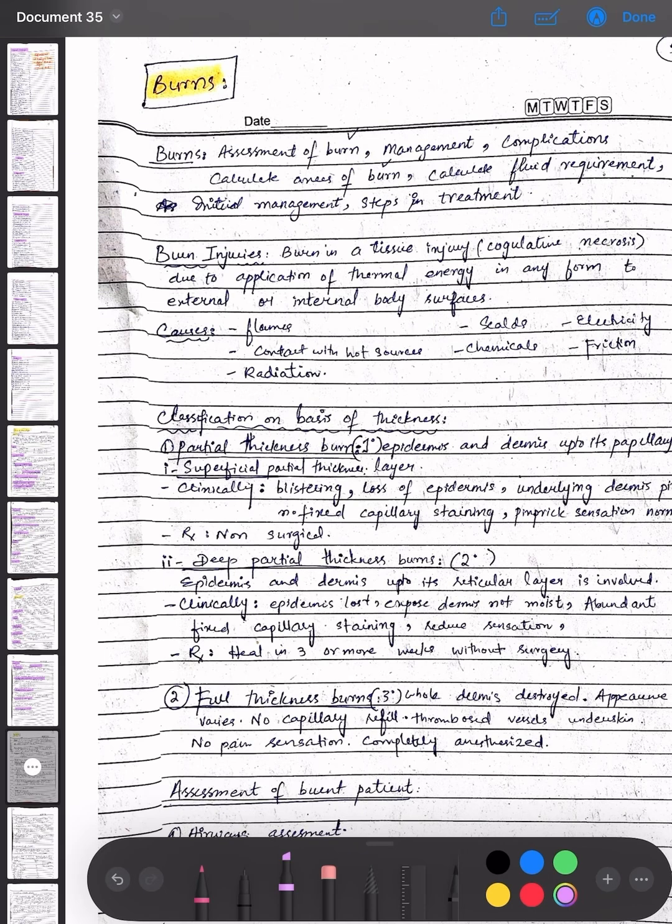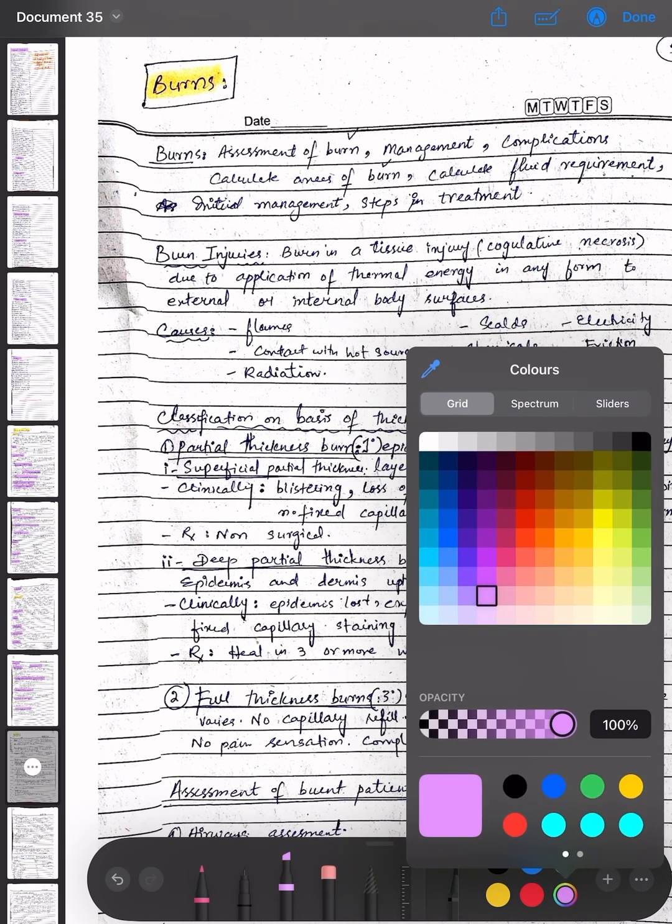Let's change the color of our highlighter. This one is good. Yeah, I like it.